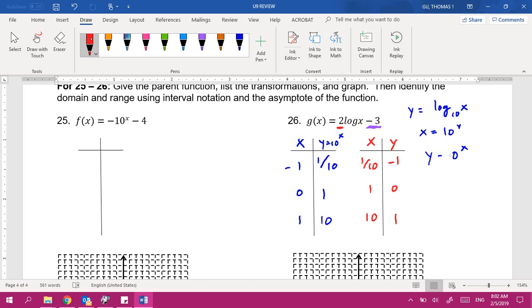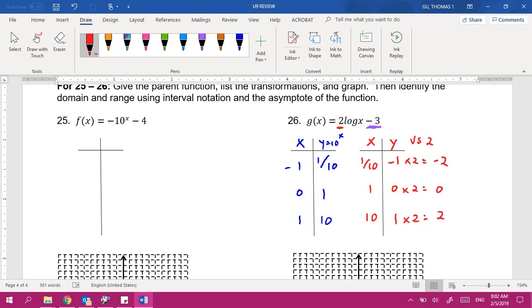So let me erase this because it's in the way. First transformation is a vertical stretch by 2. So what would that do to my table values? Right, multiply the y's by 2. Okay, why did I say time? See, you're ruining my vocabulary. Multiply the y's by 2. So we're going to multiply all of these by 2. And so what are my new y's at this point?